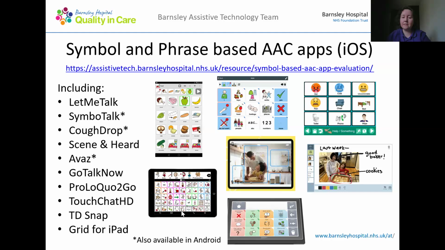So it's thinking about that person, the skills of the person, and what they need. What do they need to communicate about? Do they maybe just need to get across a few basic needs to their carers, or do they need to communicate about a lot of different things?